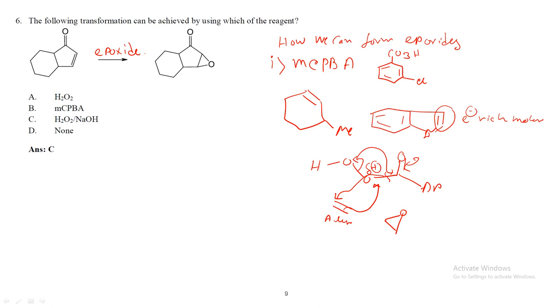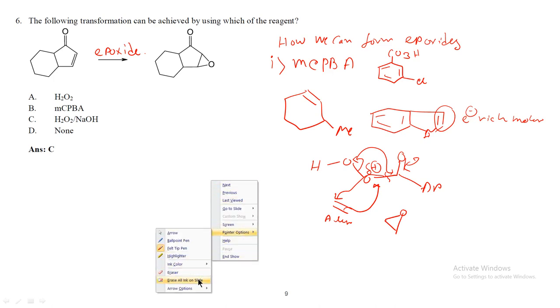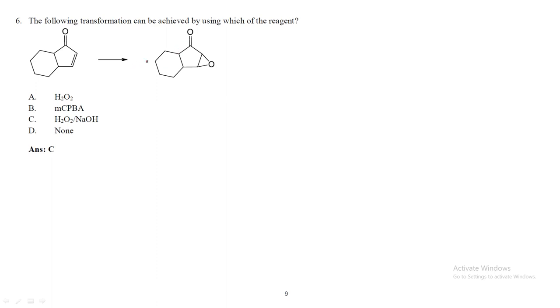nucleophilic attack by this electron-rich oxygen center. So this is for electron-rich alkenes. This is the first choice. And another case is there where the alkenes are not electron rich, they are electron deficient, like this type of molecules, right? Or NO2, this type of electron deficient molecules, where the alkene is very much electron poor.